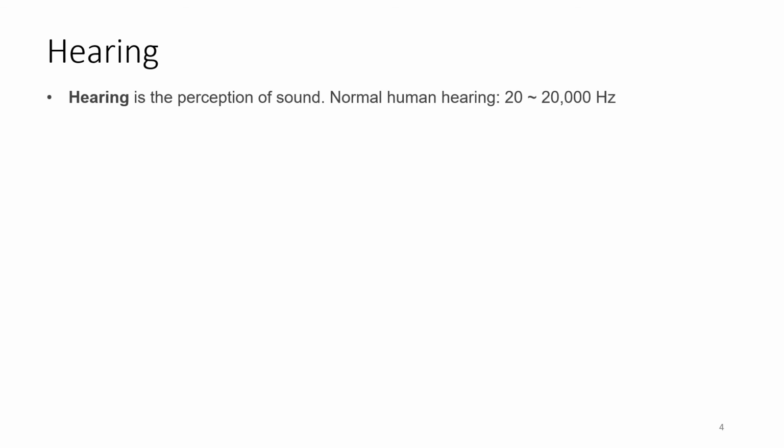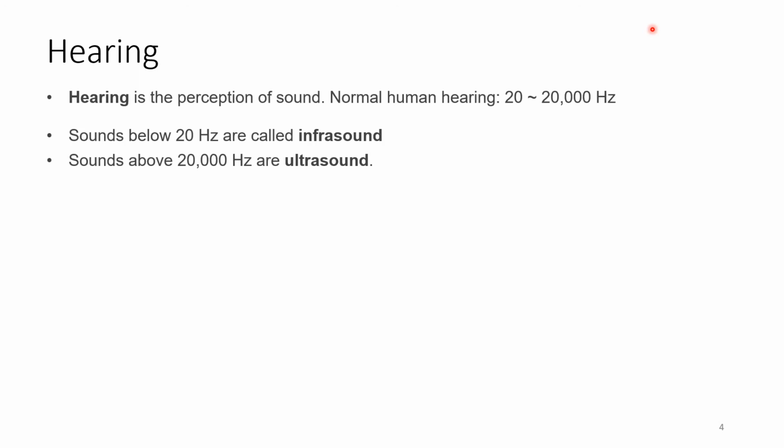We have learned that hearing is the perception of sound. Normal human hearing has the frequency range from 20 to 20,000 Hz. Sounds below 20 Hz are called infrasound, whereas those above 20,000 Hz are called ultrasound. Some animals, such as dogs, can hear sounds as high as 30,000 Hz, and other animals, such as elephants, can respond to frequencies below 20 Hz.